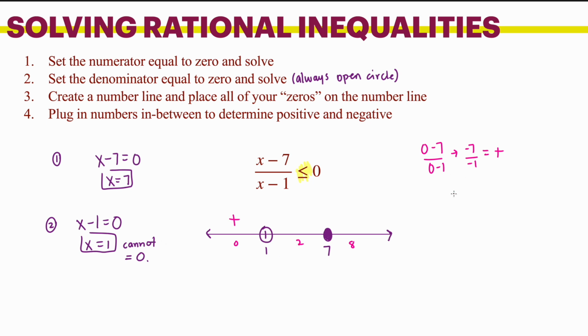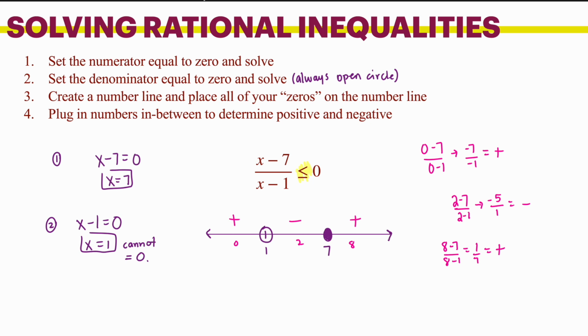Now I'm going to plug in 2. I'll get 2 minus 7 over 2 minus 1, which will give me negative 5 over 1, which is a negative number. And then after 7, I'm going to use 8. 8 minus 7 over 8 minus 1, which is 1 over 7, which is a positive number. Again, we don't care what the actual number is. We are only caring if it's positive or negative, because less than or greater than 0, you're only dealing with whether the number is negative or positive.